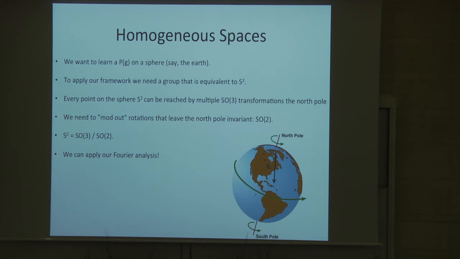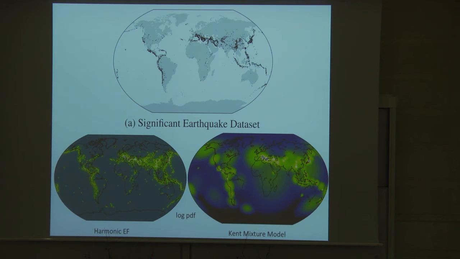so we can still do our Fourier and harmonic analysis using fast Fourier transforms on the sphere. If you do that, here is our distribution over earthquakes. I think it's about 40,000 earthquakes or something like this. This is in log PDF space. It's very important. You see these small little dots here, but they're really tiny ripples because it's in log space. This is a harmonic exponential family distribution, and you see it follows the actual distribution very closely.